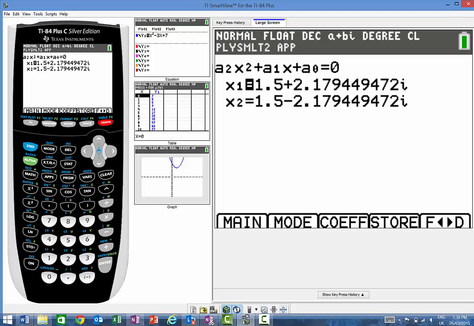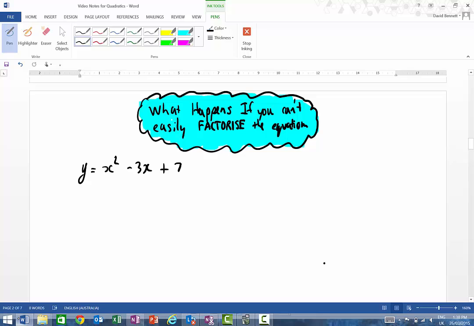We'll talk about what that means later, but it can have solutions, but it's got no real solutions. Generally in this year we'll only be looking at real solutions. So that's how you can use technology to find your roots. Now there is another way of doing this which is actually quite neat. We're going to use a thing called the quadratic formula.